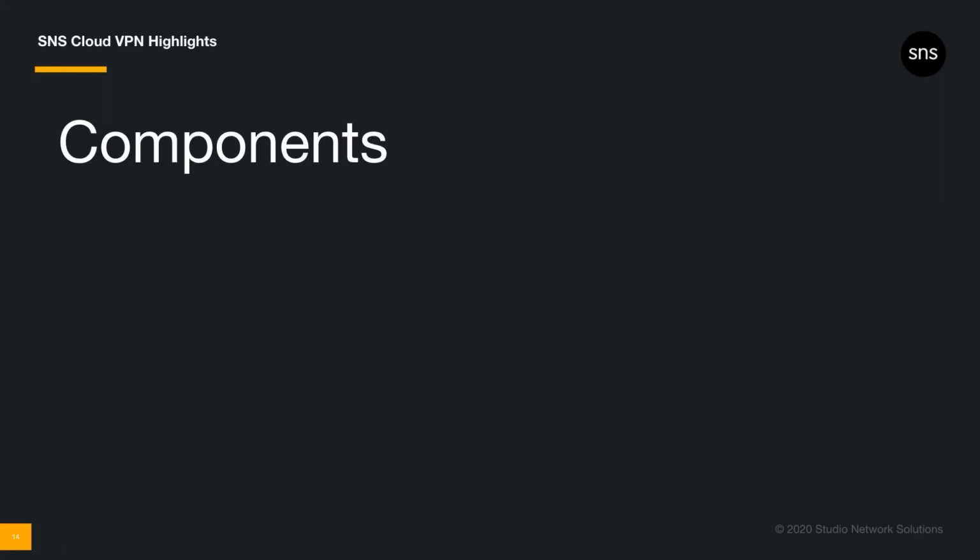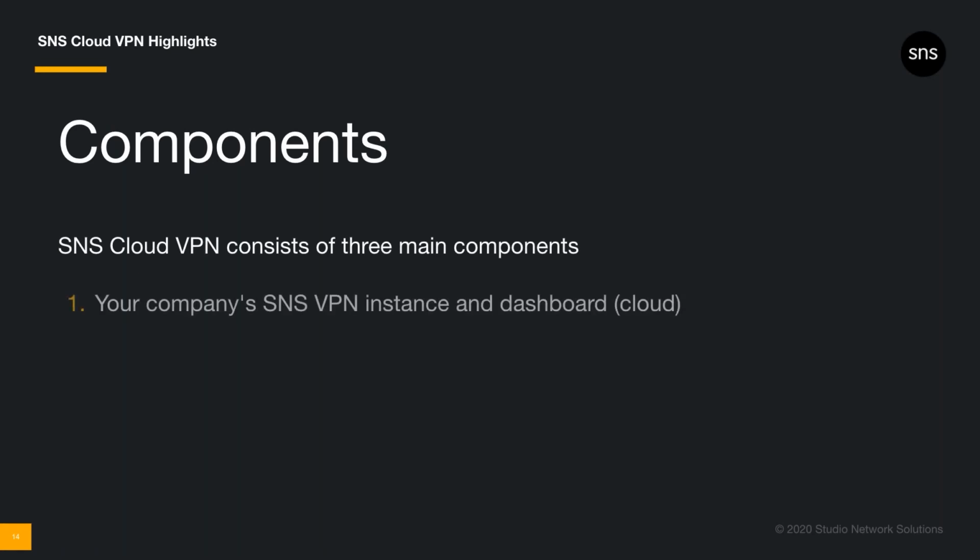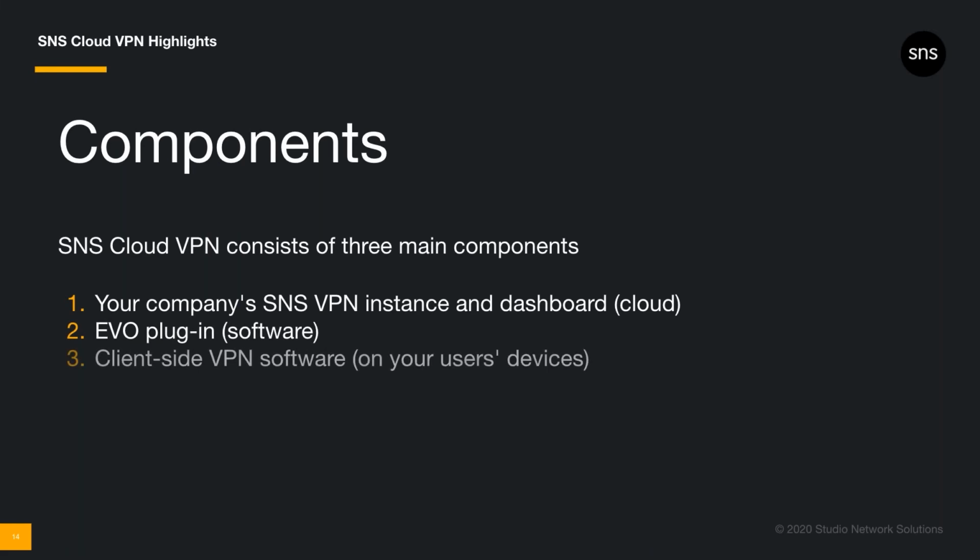So these are the main components of the SNS VPN service. And there are three. First is your company's cloud-based SNS VPN instance, which includes a dashboard for managing and monitoring your account, your users, etc. Second, there's a small software plugin that we install onto your Evo. And third, there's a piece of client-side VPN software that goes onto any device that should get remote access, for Mac, Windows, or Linux. Let's take a look at the dashboard.